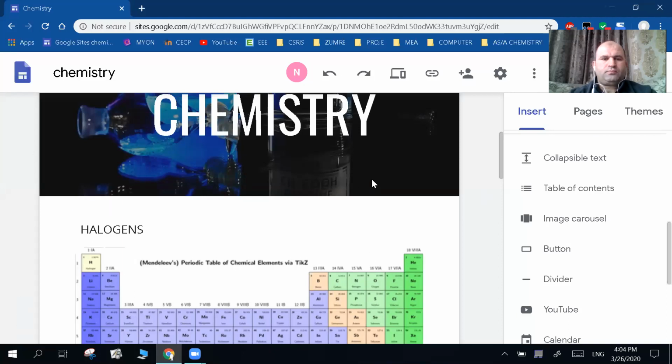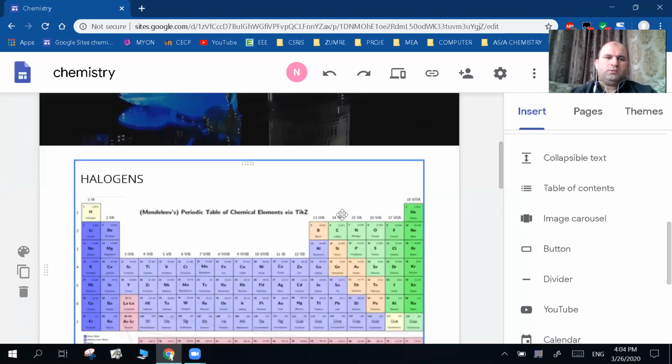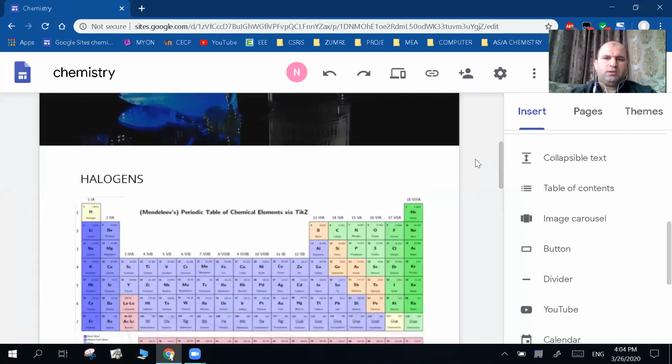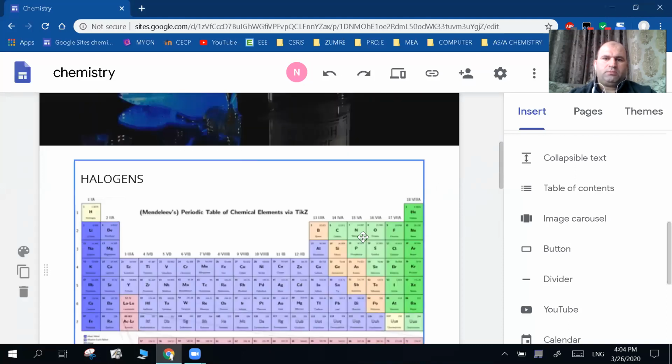Okay, today we are going to talk about the physical properties of halogens. By the end of the lesson, you should be able to explain the trends in physical properties of halogens by using the concept of intermolecular forces. In short, what do we have here? We have a periodic table.